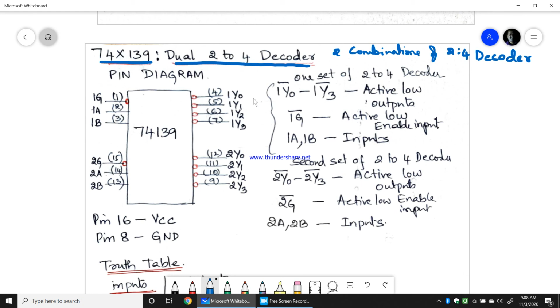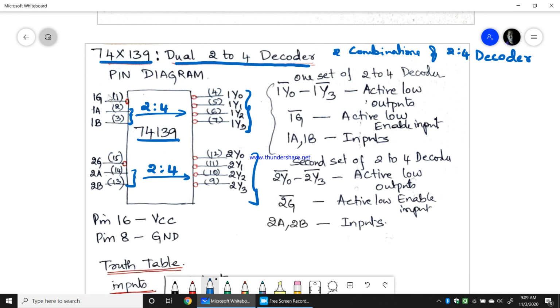So this is one decoder. For that we have 1A and 1B as the inputs. These are the outputs for this. Whereas I have 2A and 2B as the inputs. These are the outputs for this. So this is one 2:4 decoder. This is another 2:4 decoder. Therefore, it is called a dual 2:4 decoder. Therefore, 74139 is called dual. Dual means two combinations of 2:4 decoder.